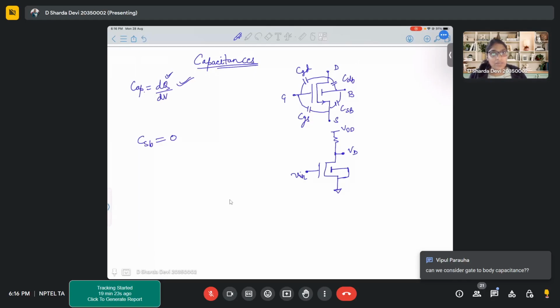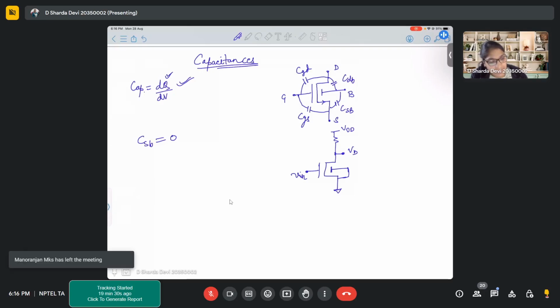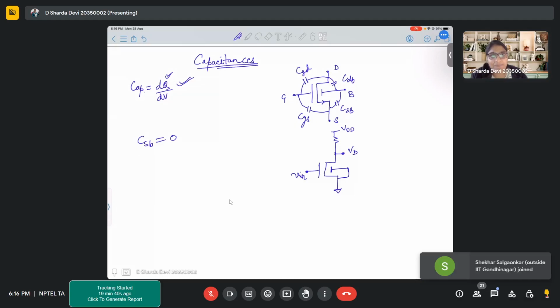Now, gate and body. See, gate and source are directly coupled, but there is no capacitance between gate and body, so we don't consider that capacitance. Only capacitances between adjacent terminals are considered. So it's between gate and drain, gate and source, drain and body, body and source. It's between adjacent terminals. Because if there is this change in potential, and therefore a change in charge.